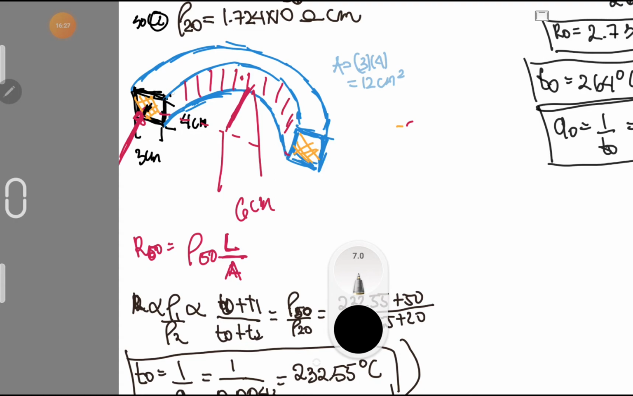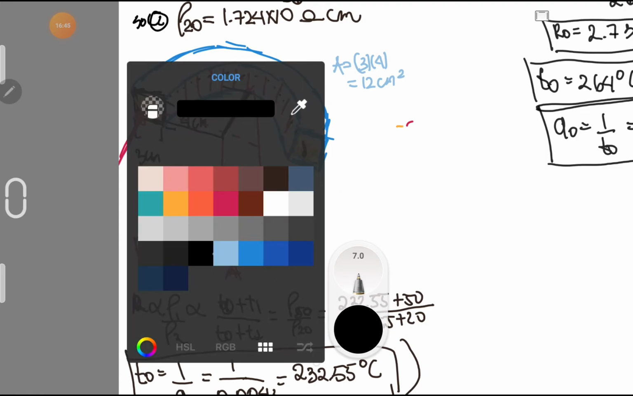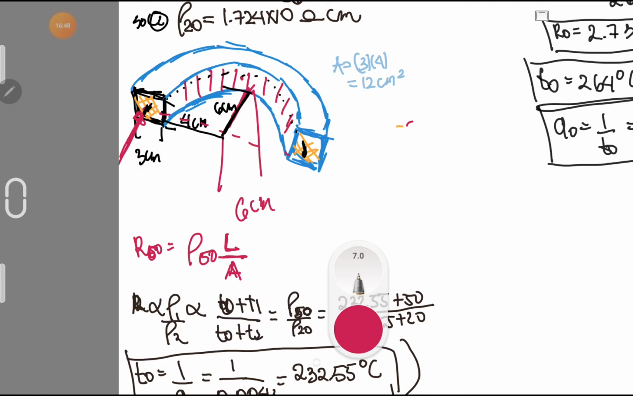Diyan kung saan papasok yung ating current, sa gitna nya. Okay, so how will we solve for that min length? Itong length na to. So mapapansin mo, meron tayong inner radius na 6 cm, and then may radial thickness tayo na 3 cm. So nasabi niya na 3 cm daw to. So in all, the total radius from inner to outer, from our center to outer is 9 cm.